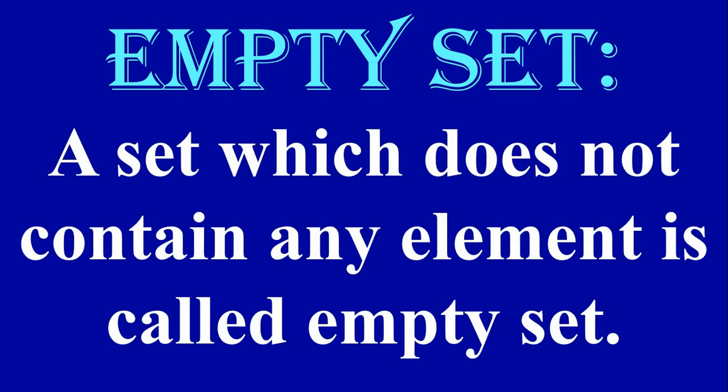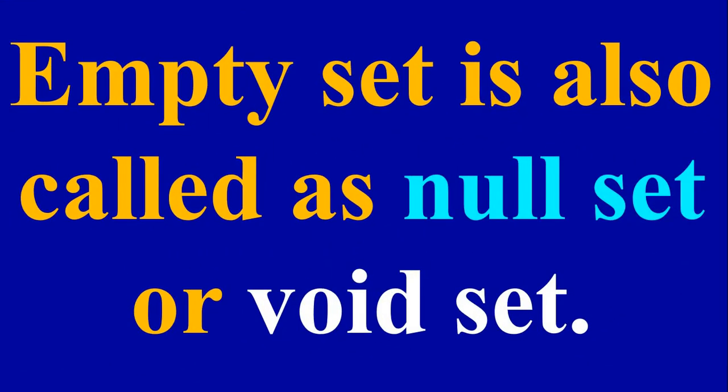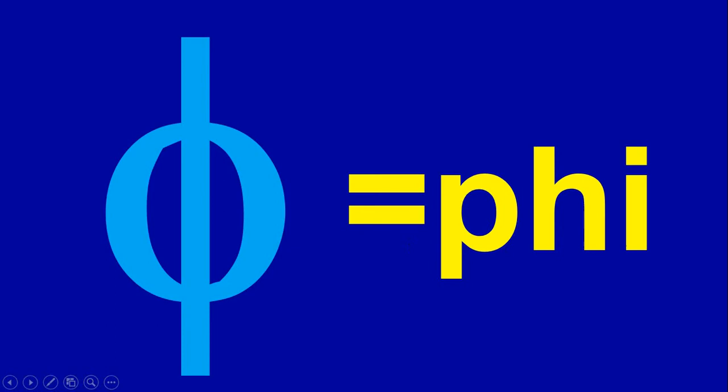Now what is the definition of an empty set? A set which does not contain any element is called an empty set. Empty set is also called a null set or void set. Void set, null set, empty set all are the same. Empty set is denoted by a symbol, or we can write only a flower bracket. Inside we should not write any element, so only the bracket. And this symbol is written as psi.